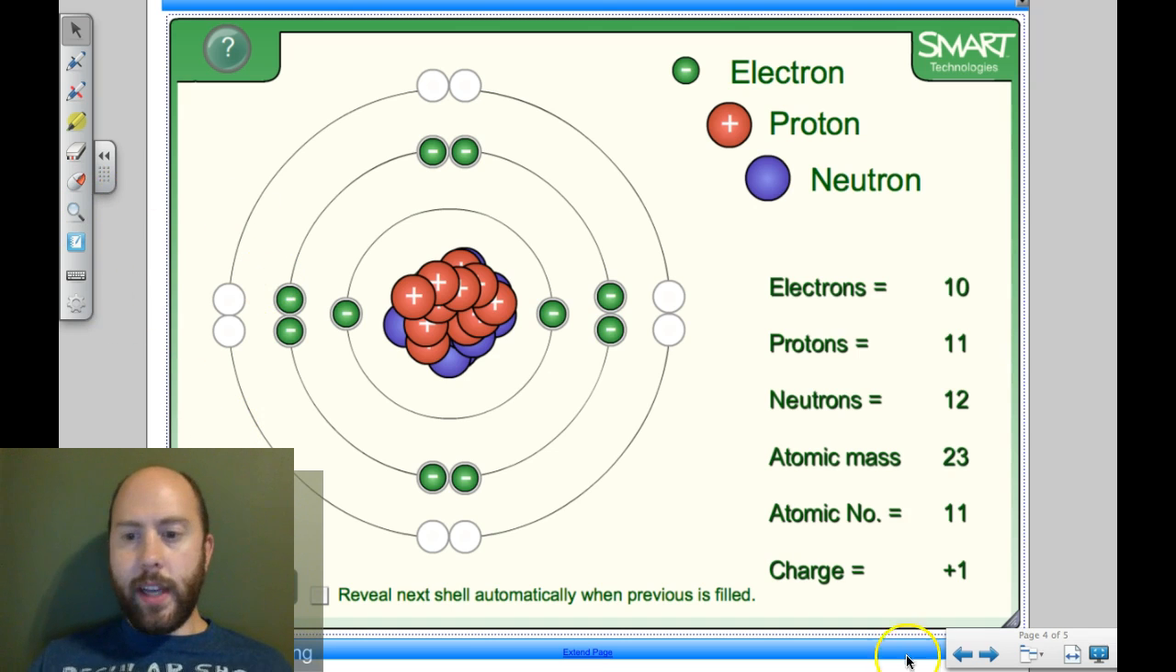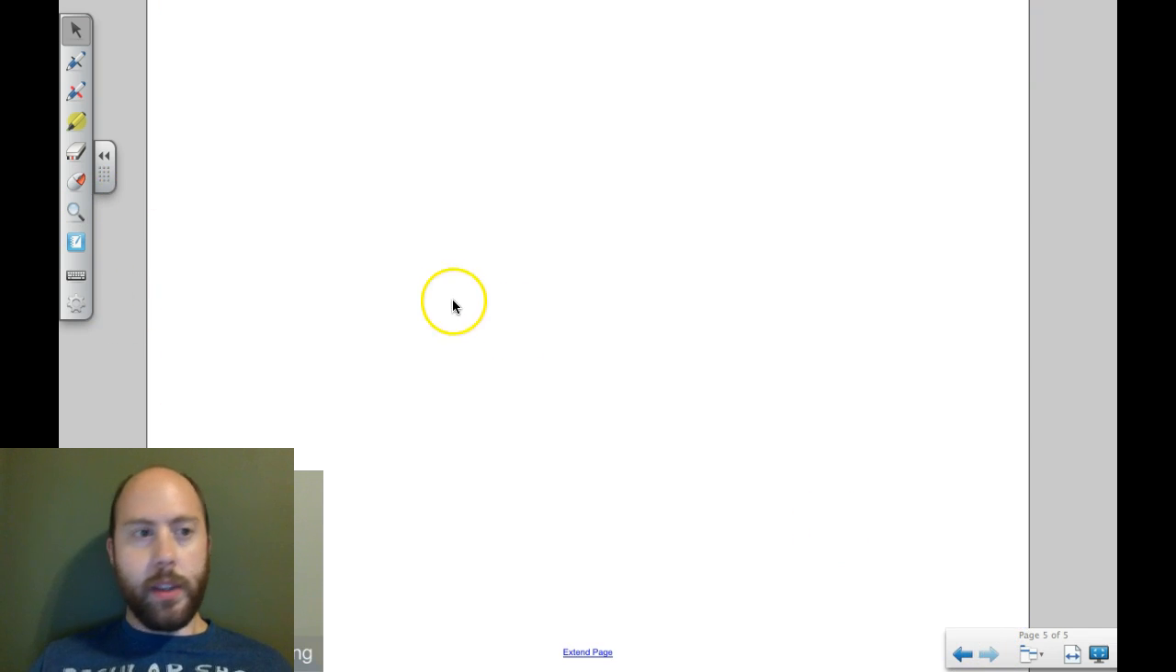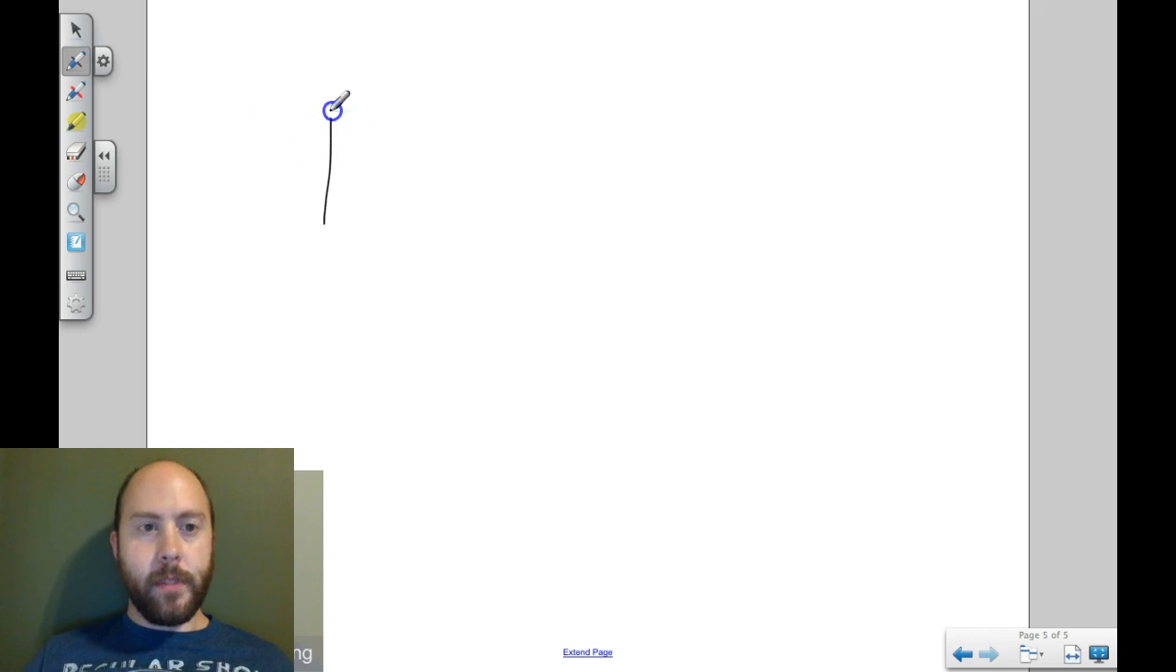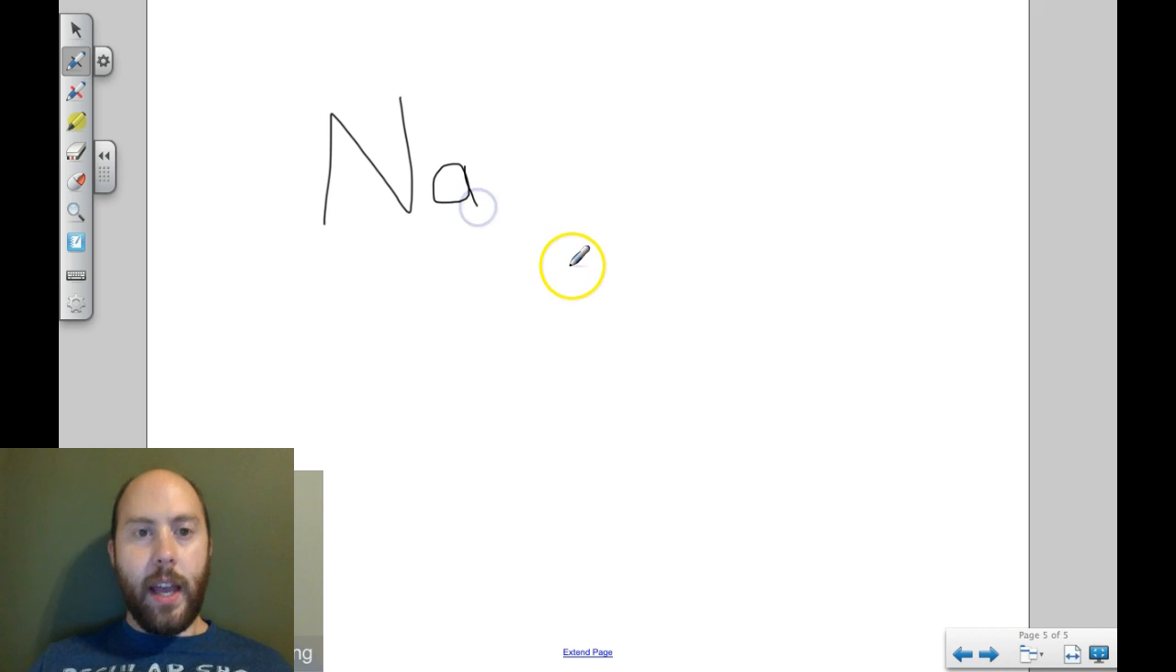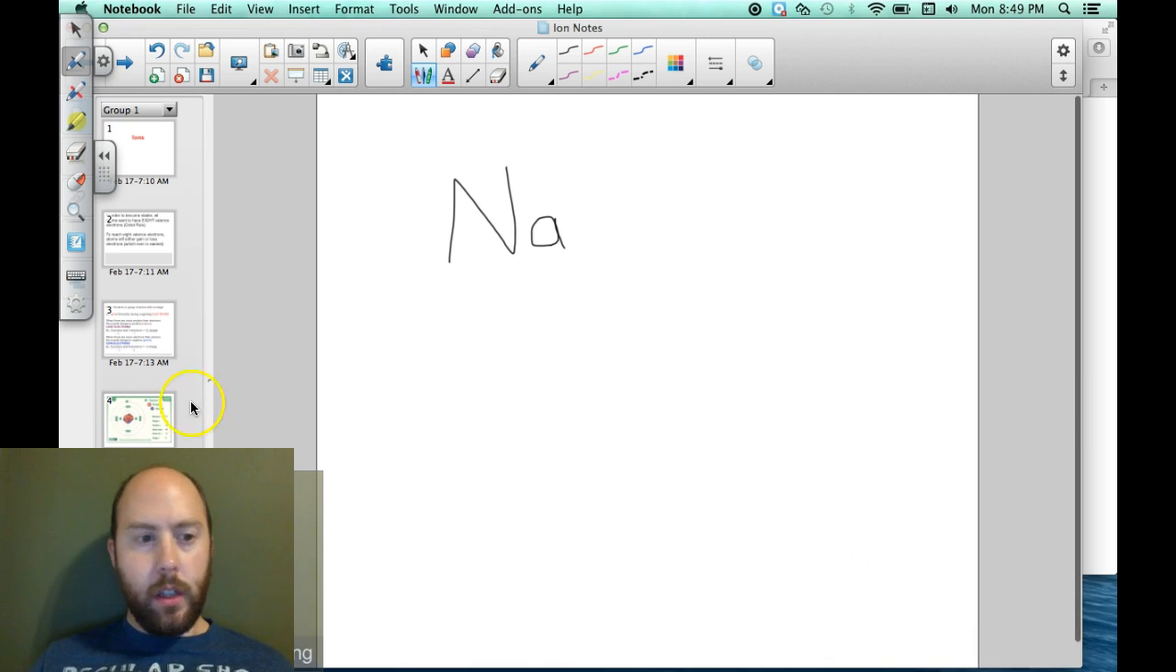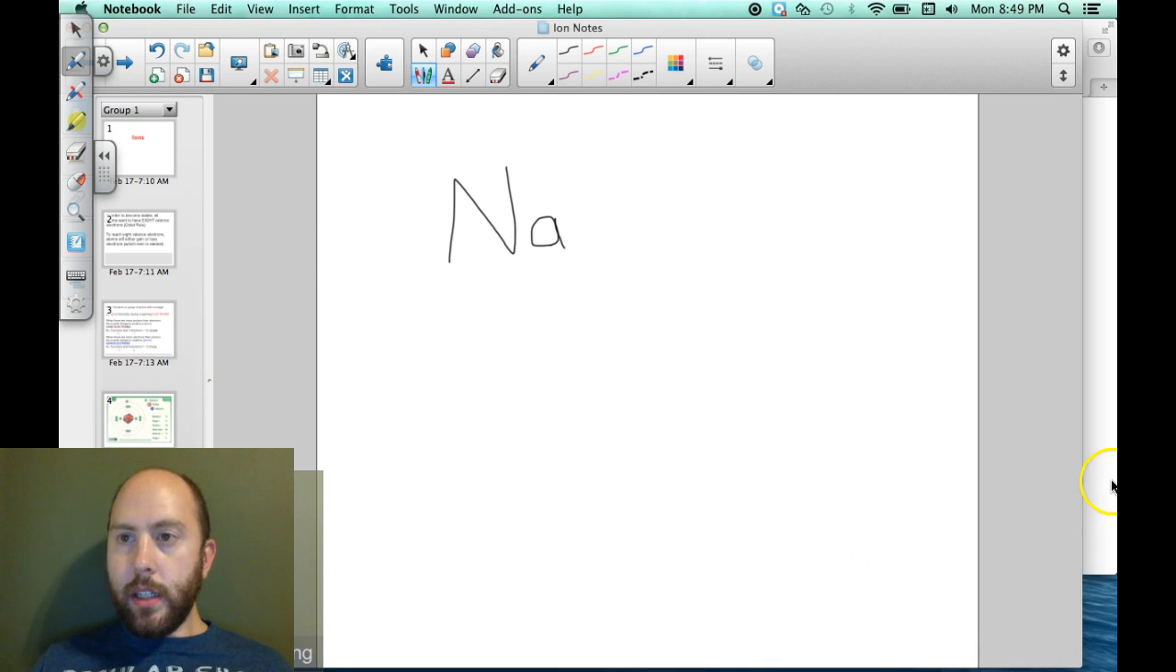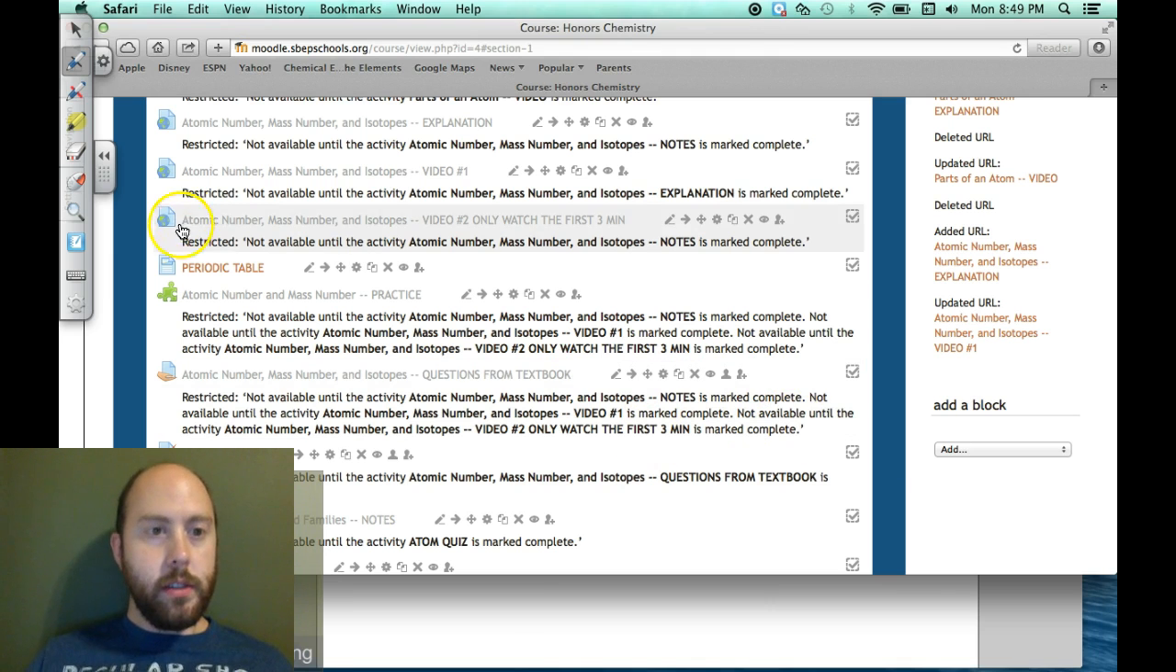Another way of showing that sometimes is with symbols. So they use what's called an electron dot model. So an electron dot model is you do the symbol. Sodium is Na. Again, this is really hard to do without the smartboard, but whatever. Na. And then you go to the periodic table. Let's go to that periodic table. There it is.